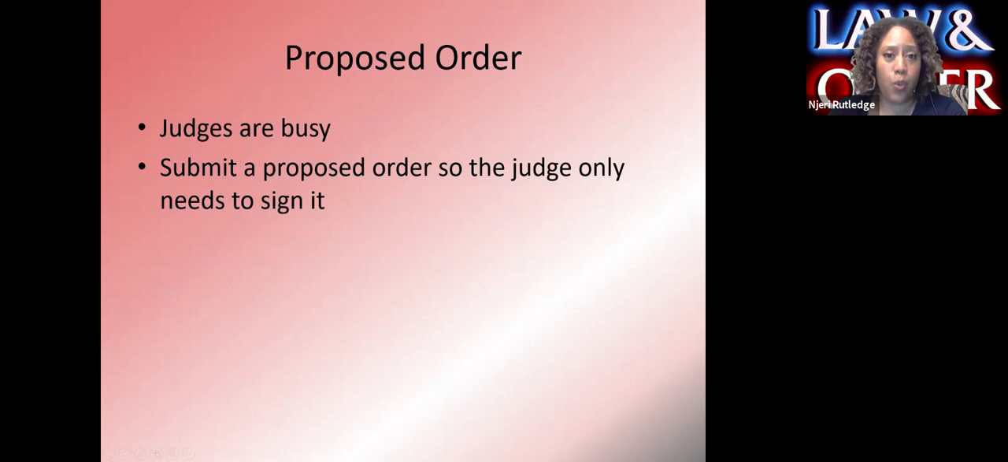And then the proposed order, something else that a lot of attorneys, especially new attorneys, forget. Always submit a proposed order when you are practicing in state court. Judges are used to just signing that order. They don't have time to stop and draft an order for you. So if you want the order signed, make sure you draft a proposal.